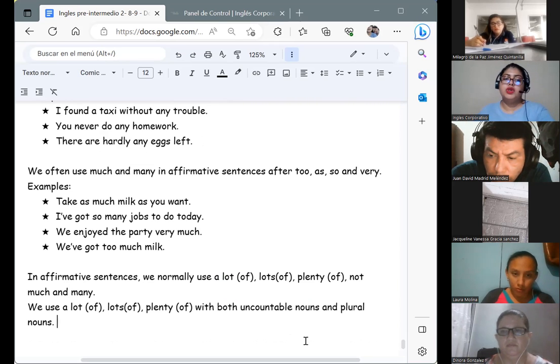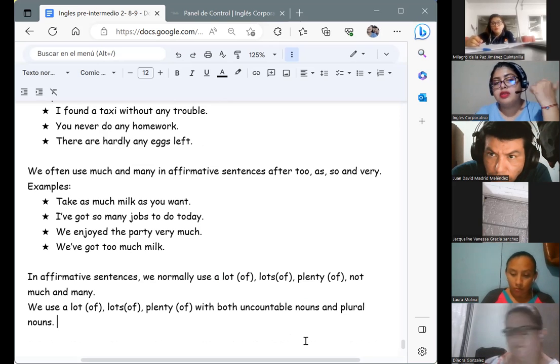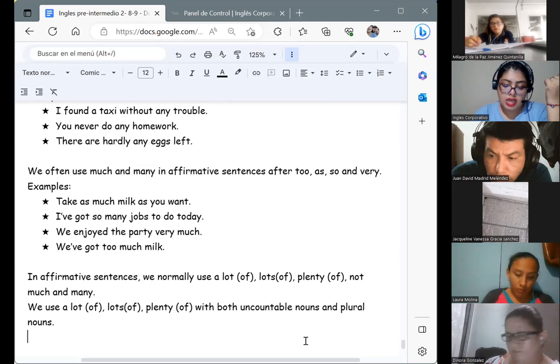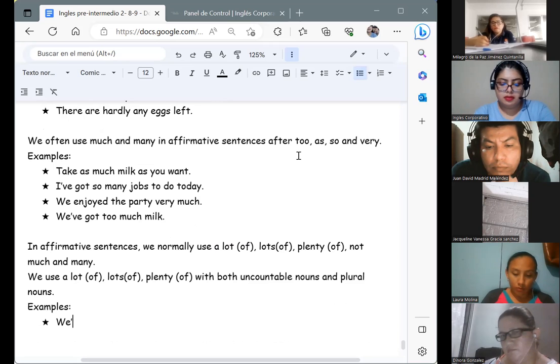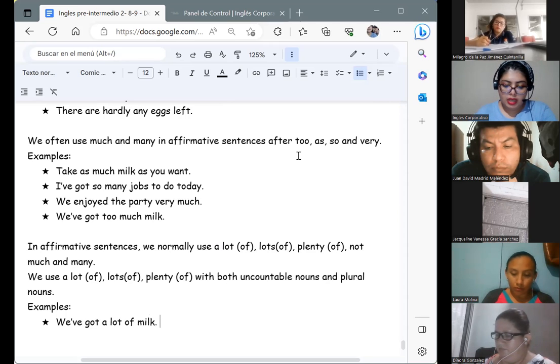In this case, we're going to use a lot, lots, plenty, with both uncountable nouns and plural nouns. And in this case, we have a couple of examples. We've got a lot of milk. It's got a lot of, plenty of books.